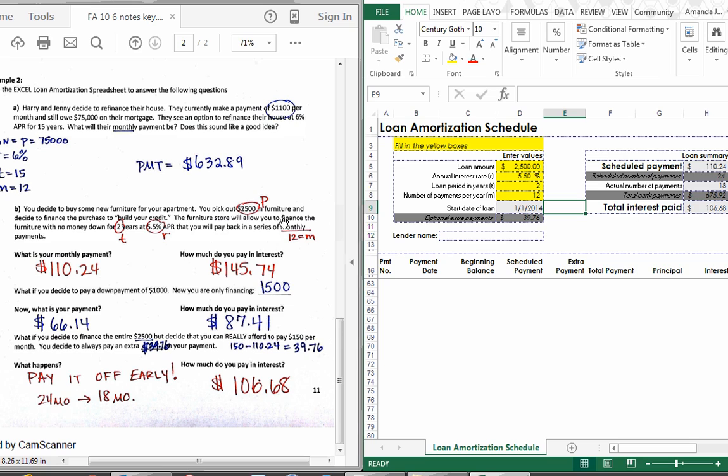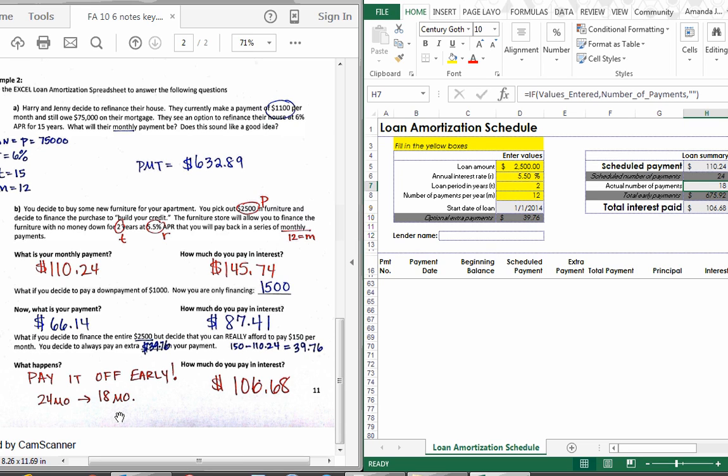Well, the first thing I notice is that I do pay less in interest. Now I'm only paying $106.68 in interest as opposed to $145.74. The other thing is that although my scheduled payment is the same, I'm adding an extra $39 basically on every month. And so I was scheduled to make 24 payments. But when I do this, I end up paying it off early. All that extra $39.76, I'm paying more, so my loan gets paid off sooner. How much sooner? Well, I went from 24 months to 18 months. Okay, so 24 months to 18 months, I've saved 6 months worth of payments.